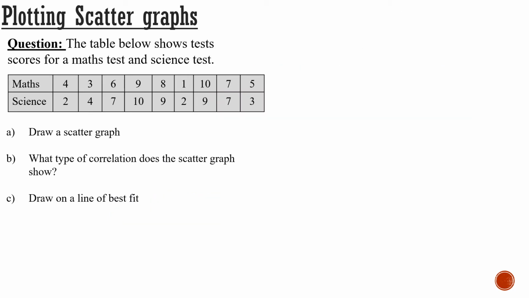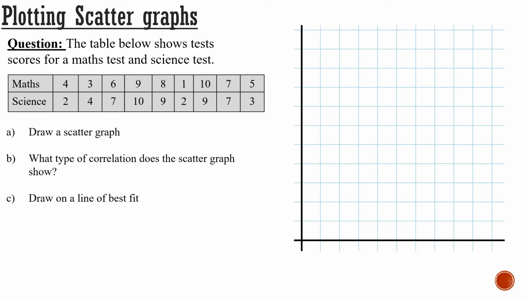So now we're going to move on to how to plot a scattergraph. This is the kind of question you might see in an exam. It says: the table below shows test scores for a maths test and science test. Draw a scattergraph, what type of correlation does it show, and draw on a line of best fit. So we've got three things to do with this table. We're going to draw the scattergraph first.